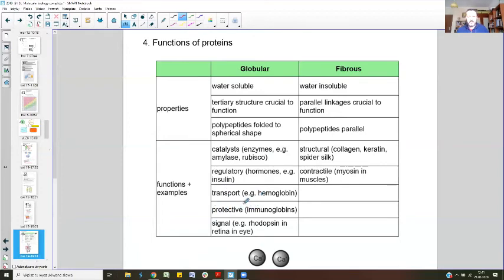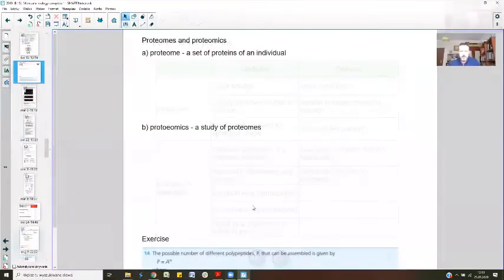They may protect us, immunoglobulins found in blood, so the antibodies we use to fight diseases. Finally, they may be signal proteins, such as rhodopsin in the retina of the eye. We mentioned that protein and the retina when we were talking about stem cells.